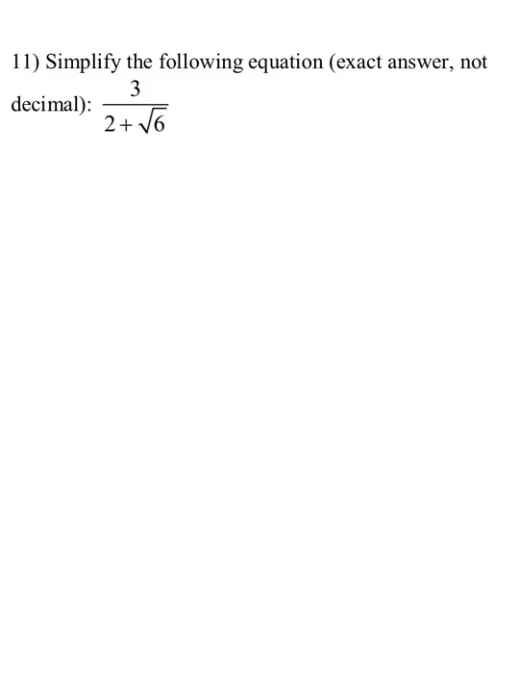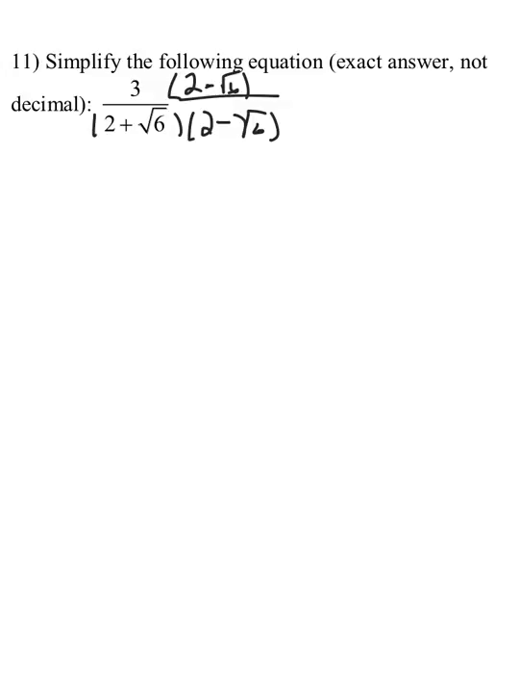All right, in this last problem, we're going to simplify the following equation. Exact answer, not a decimal. All right, so here we have 2 plus root 6 in the denominator, and we need to simplify this. So what we're going to do is multiply the denominator and the numerator by the conjugate of the denominator. So I'm going to multiply by 2 minus root 6. 2 minus root 6 in the numerator as well.